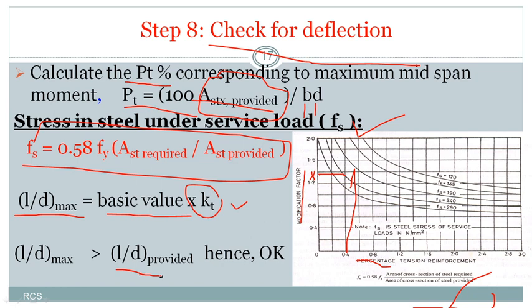Already we have calculated the effective length, and we have calculated the effective depth. The ratio of the effective length to the effective depth is provided, that is L by D provided, and L by D maximum will be the basic value into the modification factor. Finally, if your slab is to be safe in controlling the deflection, then your L by D maximum must be greater than L by D provided. So this is how we check against the deflection of a slab.